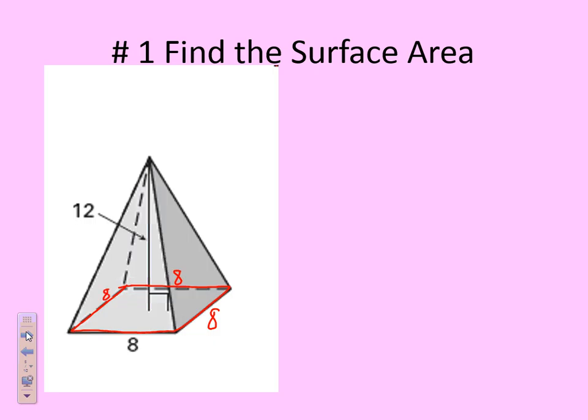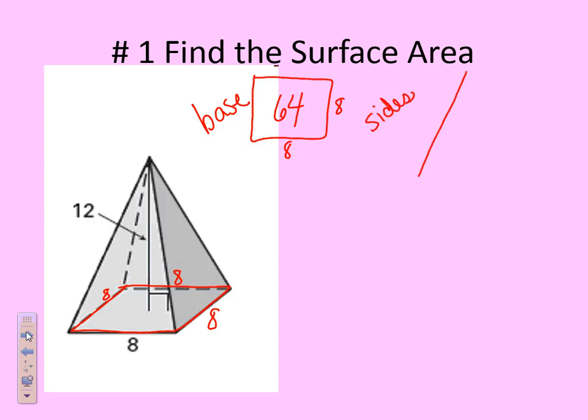So we have a base of a square down here, and that means I need to find the area of the square, which is 8 by 8. So the area of that square would be 64. So that's the base. Now let's talk about the triangles on the sides.